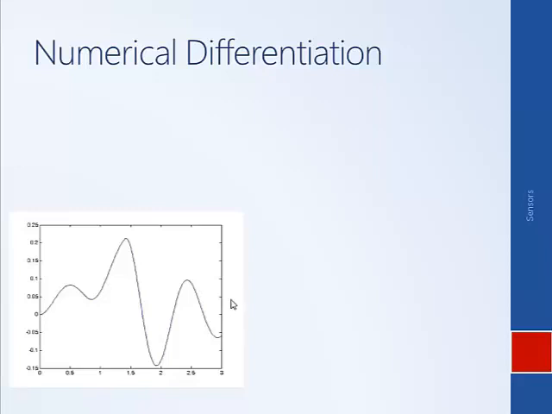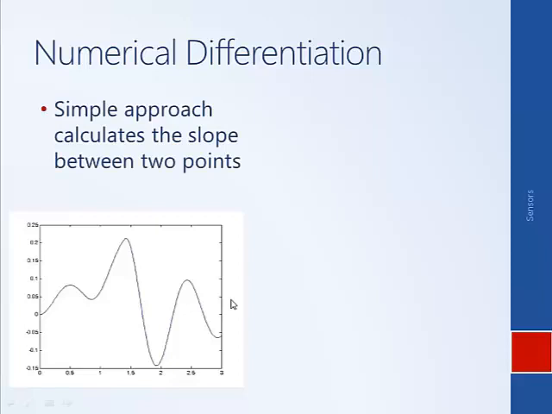numerically differentiate. And so think back to what a derivative is graphically. What a derivative is, it's basically the slope of the tangent at a given instant of time. A simple way to estimate the derivative is to calculate the slope between two points, or two data points.